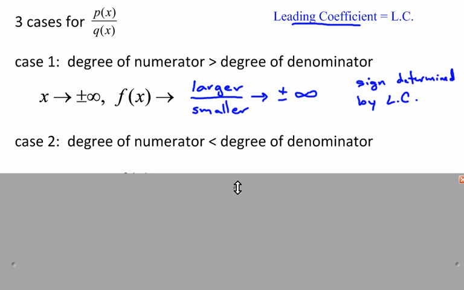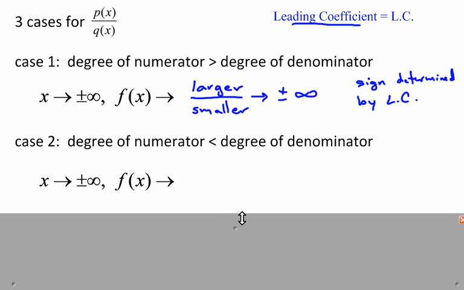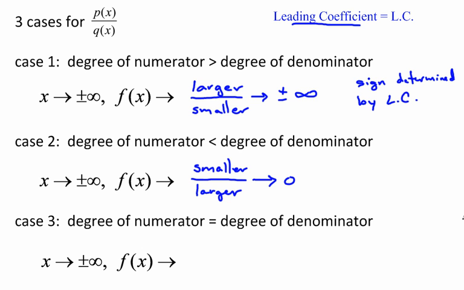All right, our next case is the opposite. The degree of the numerator is less than the degree of the denominator, which means that as x goes to infinity, my number on top is significantly smaller than my number on bottom. And we know from having studied this before, if we divide by larger and larger numbers, we end up closer and closer to 0. And it doesn't matter whether you're heading to positive or negative infinity. With polynomials, this will be the case for both directions.